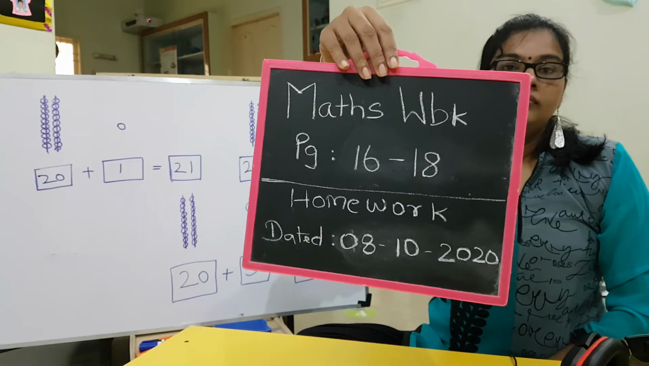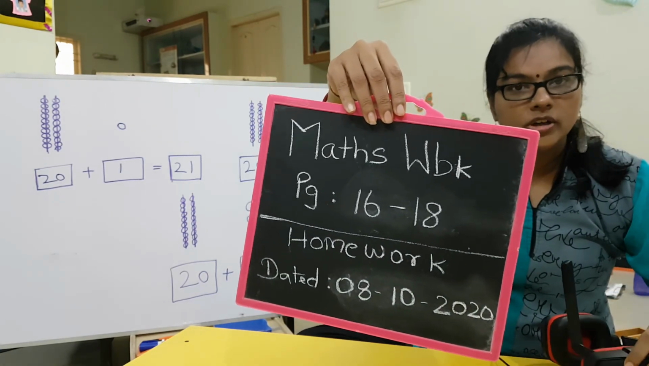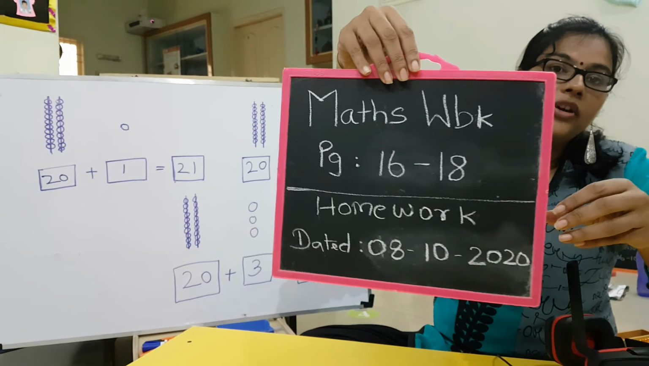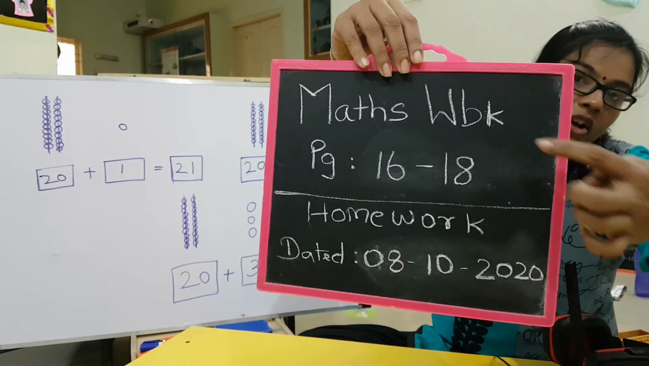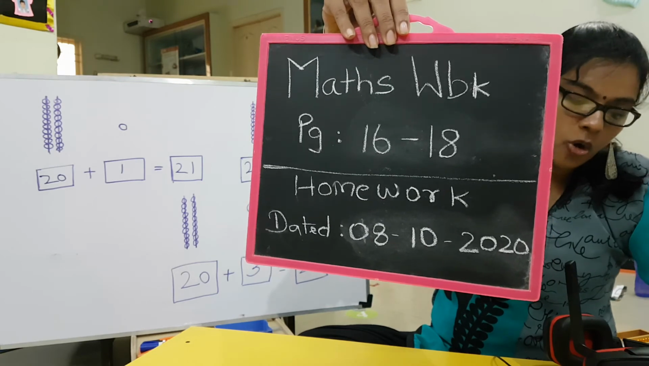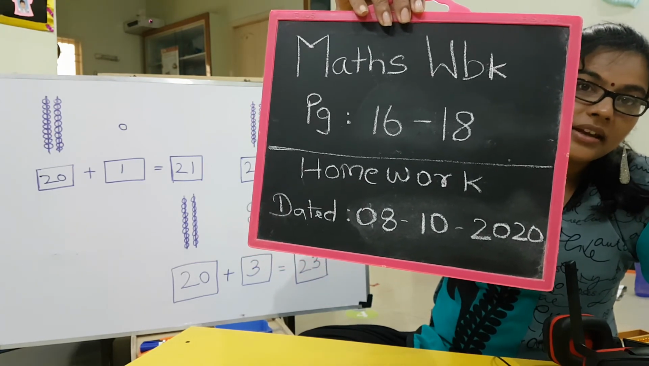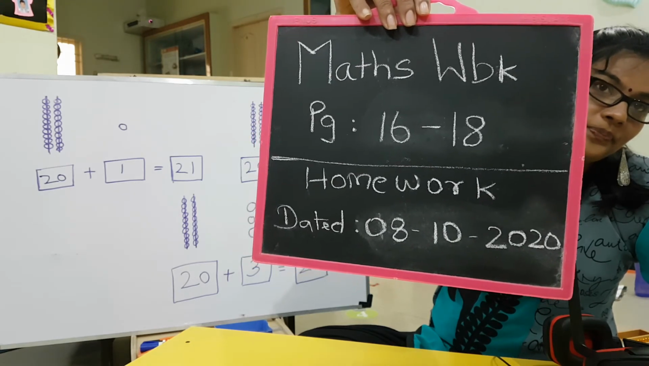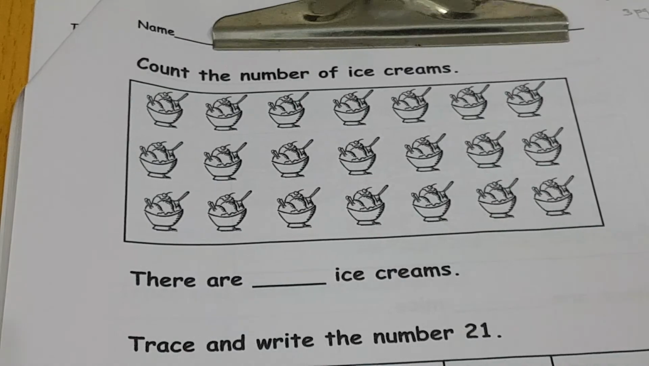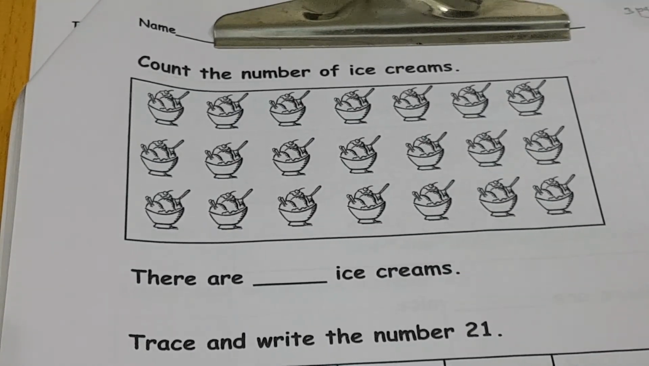Now we are going to work on our workbook and the homework notebook. We are going to work today from page number 16 to 18. Are you all able to see it clearly? And for the homework, you will go to the page that has the date 8/10/2020. Open your Maths workbook and go to page number 16.